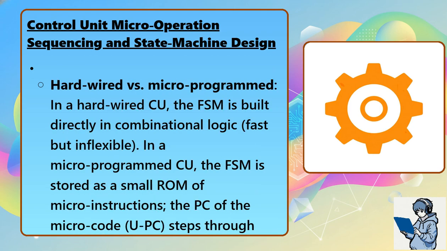Hardwired versus micro-programmed. In a hardwired CU, the FSM is built directly in combinational logic, fast but inflexible. In a micro-programmed CU, the FSM is stored as a small ROM of micro-instructions. The PC of the microcode, the uPC, steps through them.